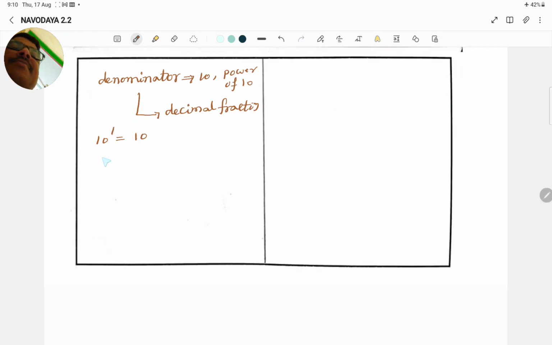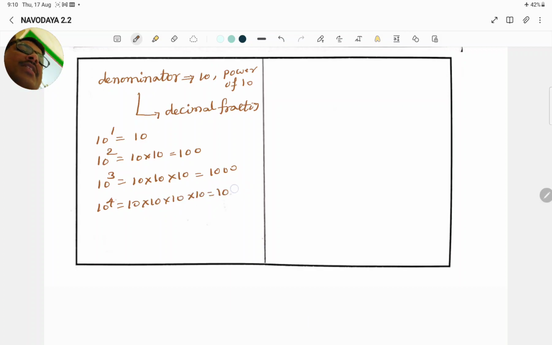For example, 10 power 1 is nothing but 10. 10 power 2 is equal to 10 into 10, that is 100. 10 power 3 is equal to 10 into 10 into 10, 1000. 10 power 4 is 10 into 10 into 10 into 10, how much? 10,000. 10 power 5 is 10 into 10 into 10 into 10 into 10, 1 lakh.